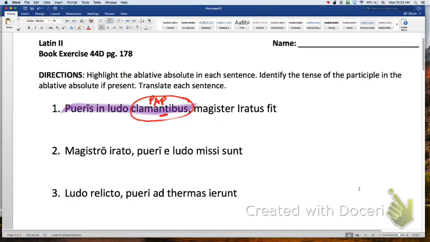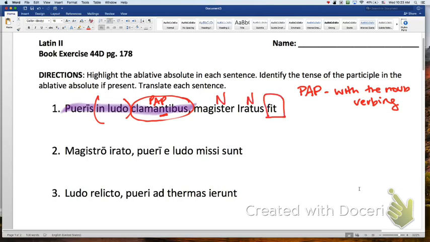Okay, so if I have an ablative absolute with a present active participle, my formula is going to be with the noun verbing, right? With the boys shouting in school. Okay, so we've got with the boys shouting in school, the teacher becomes angry. So with the boys shouting in school, the teacher becomes angry.